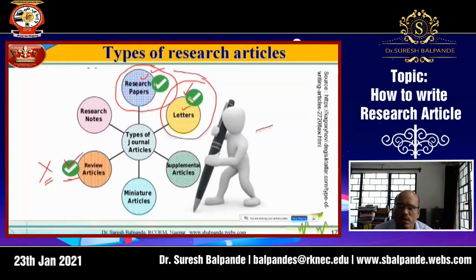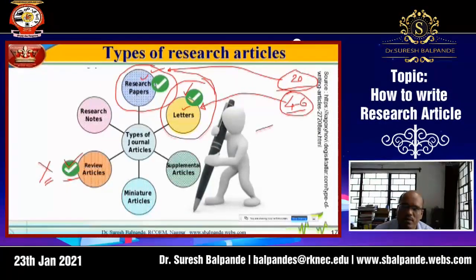Now what is the difference between these two? If you have written, say, a 20 page paper, then you must go for the research paper. And if you have written 4 to 6 pages on your research work, then you should go for the letter category. A brief or short manuscript is considered a letter, and the page limit is 4 to 6. And if you have a very long paper, there is no limit for the research paper.